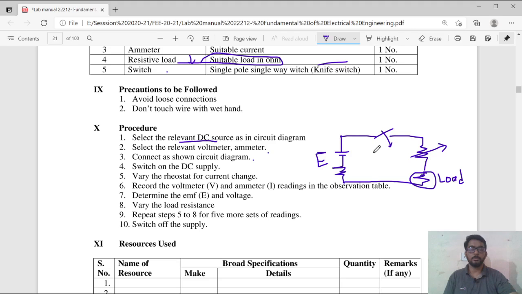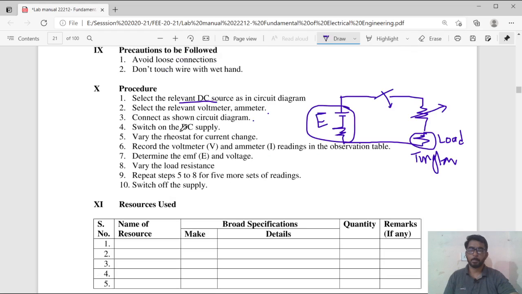Let us assume this is a DC source of which we have to read the EMF, this is a switch, this is a variable resistance, and this is a load. Let us assume this load is a tungsten filament lamp. Now, what to do in this practical?